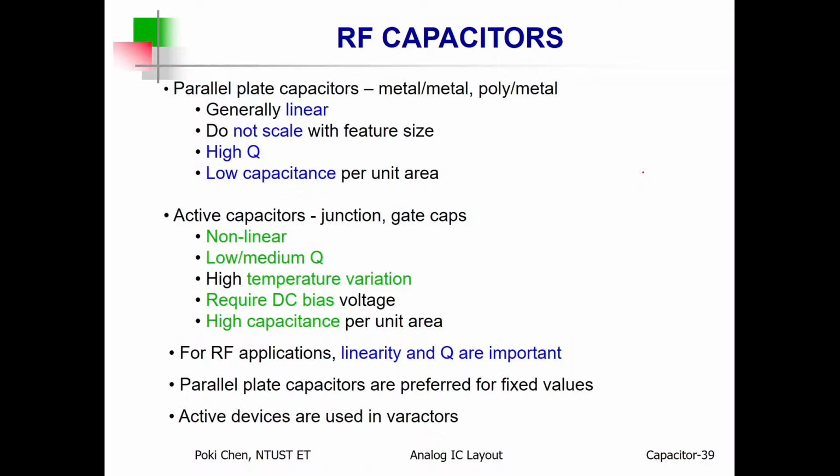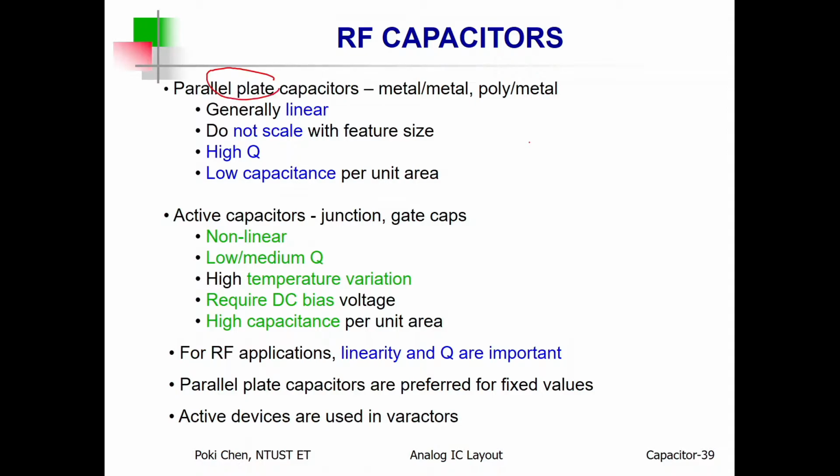Now, I would like to share some special design for RF capacitors. Usually, for an ideal capacitor, we hope it is linear, with very high Q, and that it can generate huge capacitance per unit area, right? It's really unlucky that no capacitor fits such requirements.